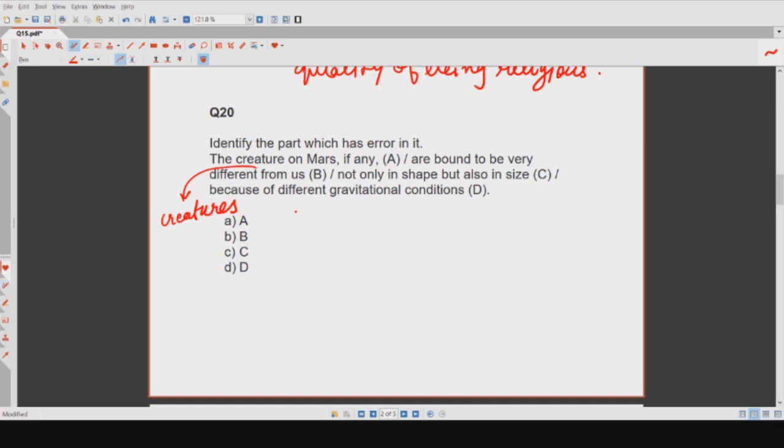On Mars, if any, the plural of creatures is used to agree with the verb are and to correspond with if any. The plural of a verb must agree with its subject in number and person. The plural part fits in with the verb were. So our option A will be the correct answer.